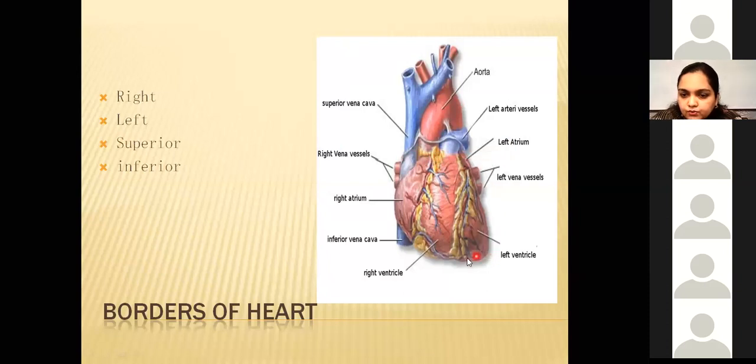Now come to the inferior border. This is the inferior border through which the heart lies on the central tendon of the diaphragm. This inferior border is mainly formed by the left ventricle. So how many borders? Right border, left border, superior, inferior. This is the right border, this is the left border, this is the superior border and the inferior border.